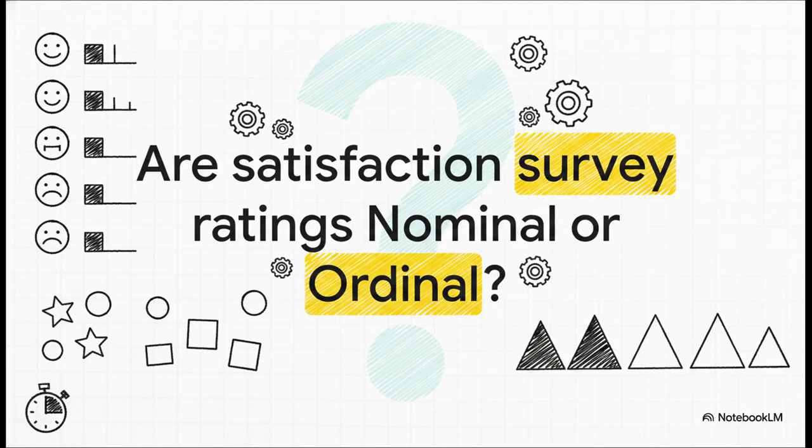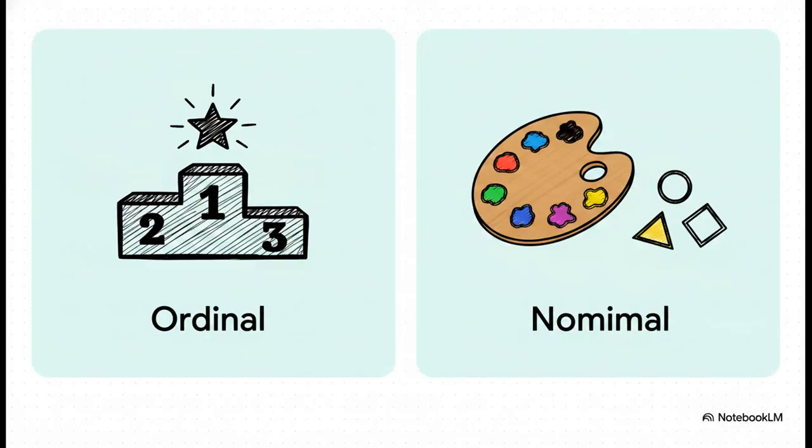Okay, here is how they differ. Survey ratings are ordinal qualitative data. Why? Well, because they have a clear logical ranking. Very satisfied is clearly higher or better than dissatisfied. Nominal data, on the other hand, just provides unique labels with no real hierarchy at all, things like hair color or gender. You can't mathematically rank blonde hair over brown hair, right? So that would just be nominal.